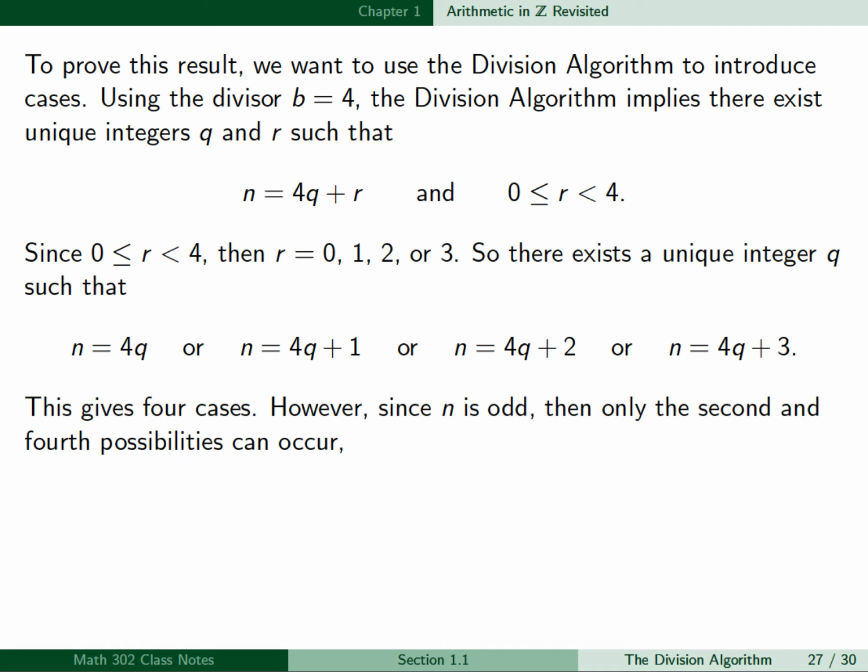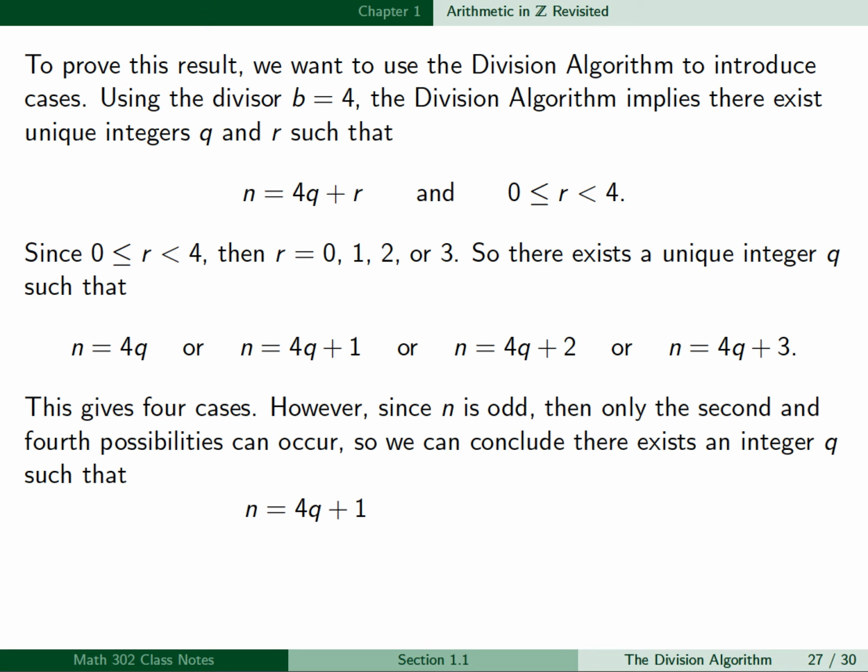However, our original hypothesis said that n is odd, and since n is odd, then only the second and fourth possibilities can occur. The first possibility, n is equal to 4q, would tell us that n is even, and the third possibility, n is 4q plus 2, would also tell us that n is even. And so since n is odd, we only have to look at the second and fourth possibilities. So we can conclude there exists an integer q such that n is 4q plus 1, or n is 4q plus 3.